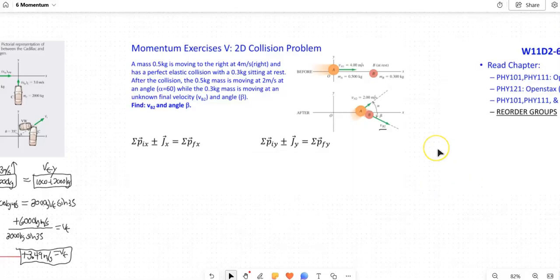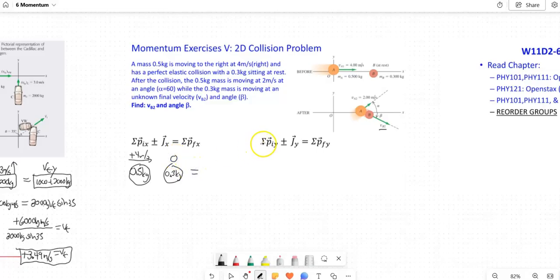Here's the initial momentum of ball A, which is 0.5 kilograms, and we're doing the momentum in the X direction, and it's moving to the right at positive 4 meters per second. Now, the other ball is not moving, 0.3 kilograms. Its initial velocity is 0.